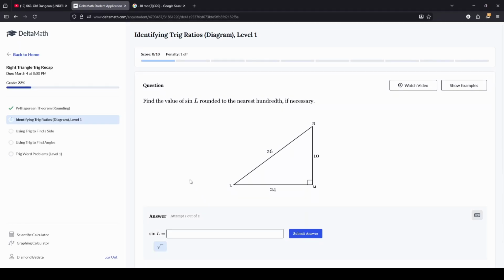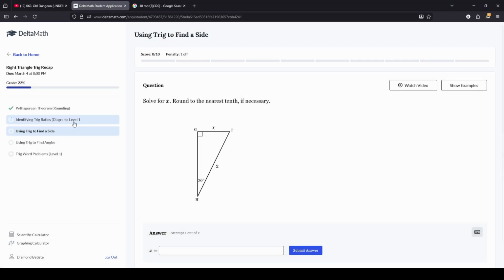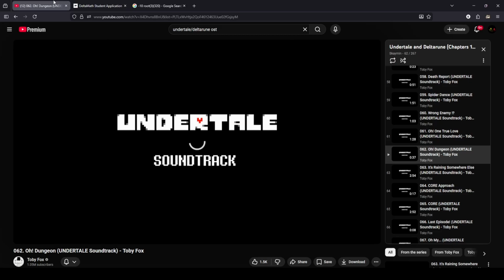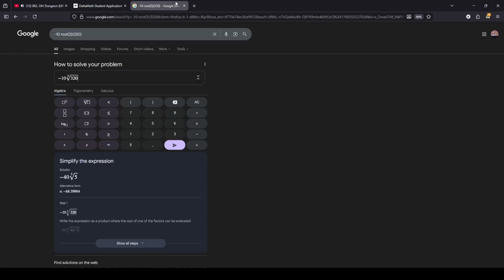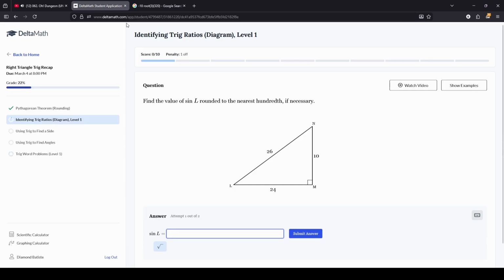Today, we are doing homework on Delta Math. As the video suggested, this will last until I complete this part and this part. So, without further ado, let's just put on some music. This is what will hopefully help me out with later parts of the work. And just get right into it.